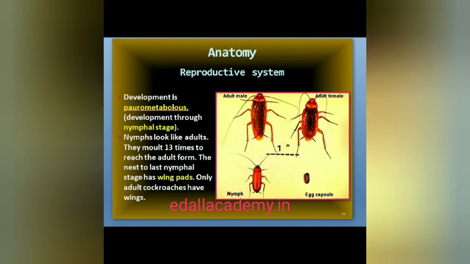The development of P. americana is paurometabolous, meaning there is development through nymphal stage. The nymphs look very much like adults. The nymph grows by molting about 13 times to reach the adult form. The next to last nymphal stage has wing pads, but only adult cockroaches have wings.